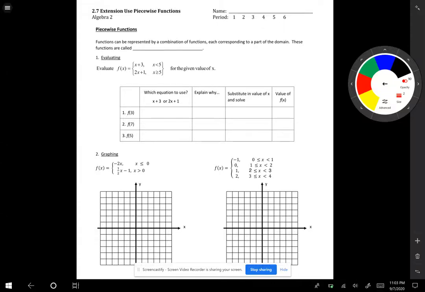Hello, Algebra 2 students. Today we are going to finish Chapter 2 by talking about an extension section that comes after 2.7. This is 2.7 extension, use piecewise functions. So piecewise functions are a topic that you're going to see in pre-calculus. Functions can be represented by a combination of functions, each corresponding to a part of the domain. These functions are called piecewise functions.